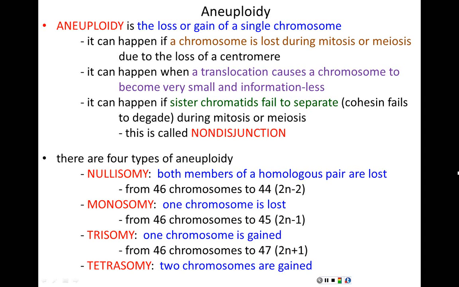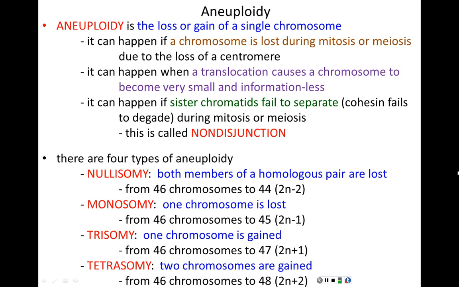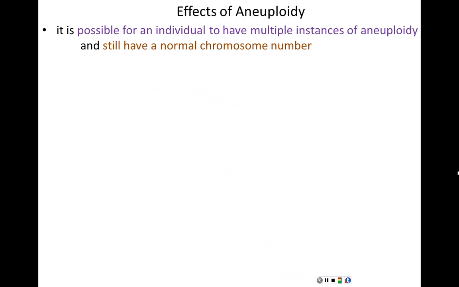And then there's tetrasomy, foursomy, where two chromosomes have been gained. And of course we've gone from 46 to 48. So we have nullisomy, a loss of 2, monosomy, a loss of 1, trisomy, a gain of 1, tetrasomy, a gain of 2. What are the effects of aneuploidy?